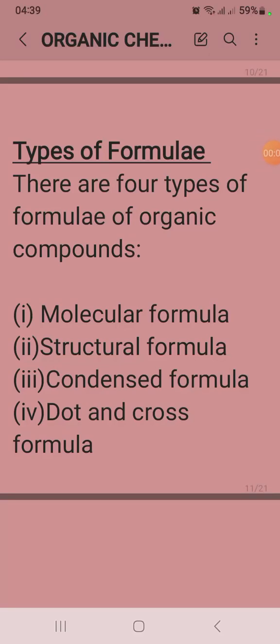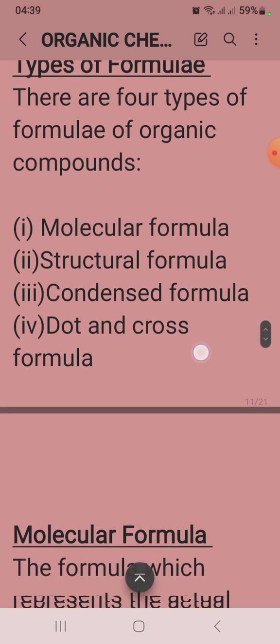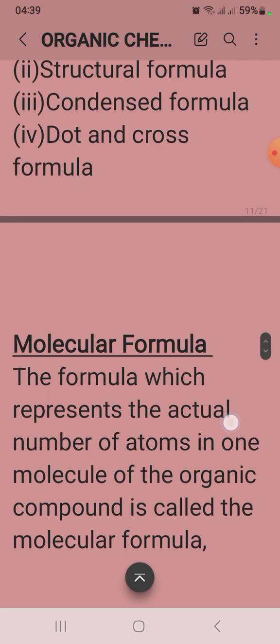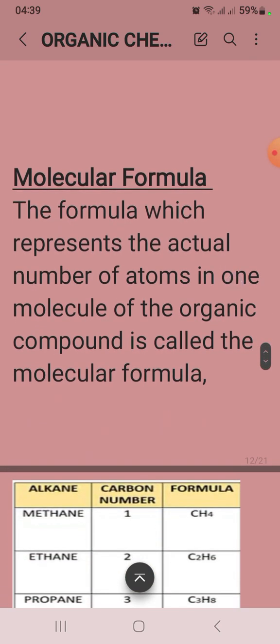Next topic is types of formulae. We can represent organic compounds by using 4 different types of formulae: molecular formula, structure formula, condensed formula, and dot and cross formula. First type of formula is molecular formula.